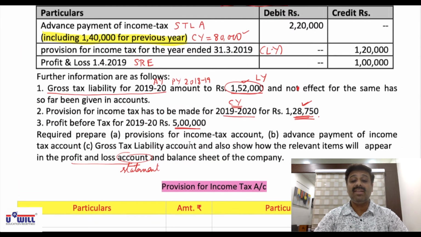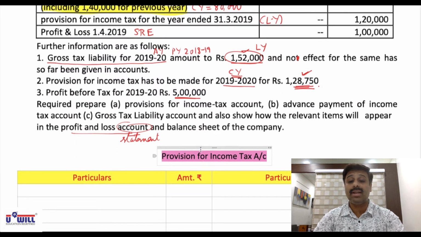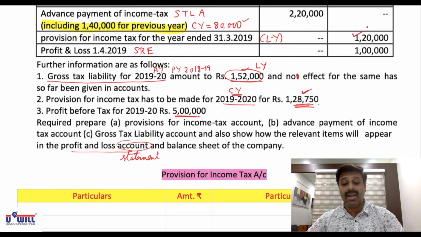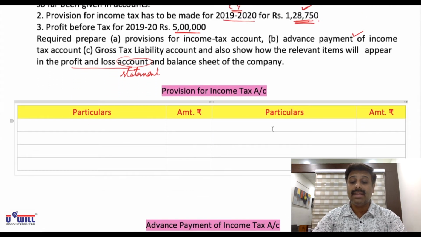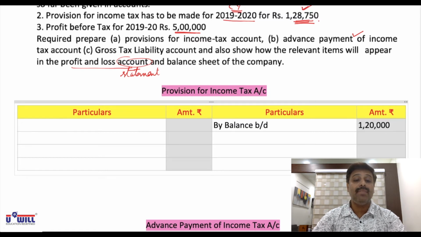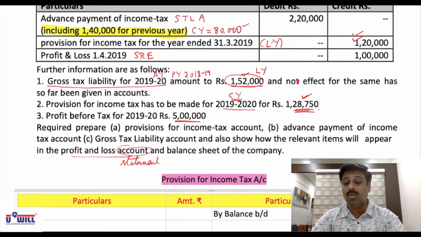I hope you all are done with the formats. Now understand how to make provision for income tax account. Very first of all, this 1,20,000 is the opening balance of provision for income tax. It is a credit balance, so write on credit side by balance brought down 1,20,000. Okay, 1,20,000 is the credit balance of provision for tax account. So you all will write it in provision for tax account on credit side. Why balance brought down 1,20,000.